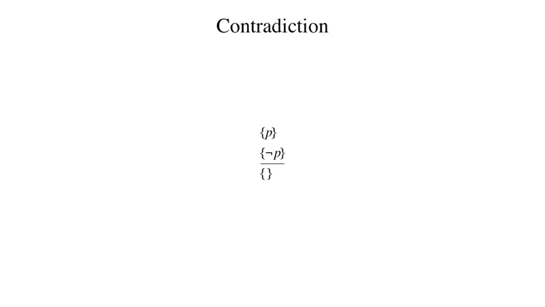Resolving two singleton clauses leads to the empty clause, that is, a clause containing no literals at all. The derivation of the empty clause means that the set of clauses contains a contradiction.